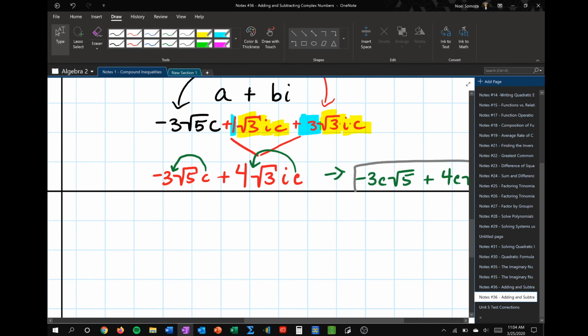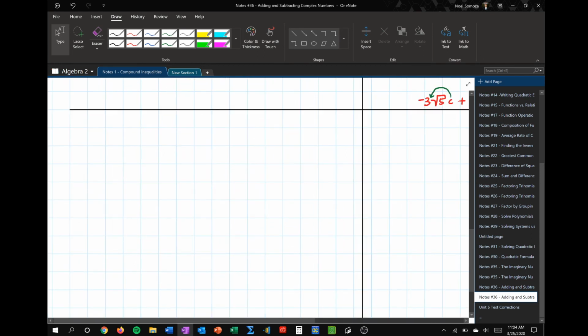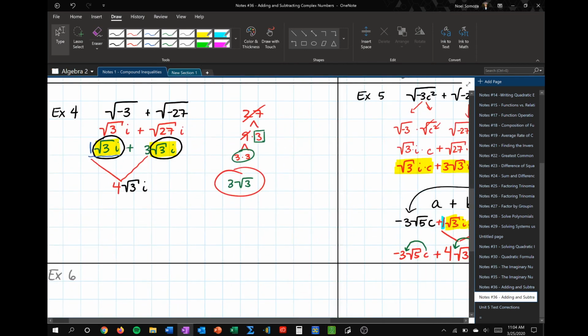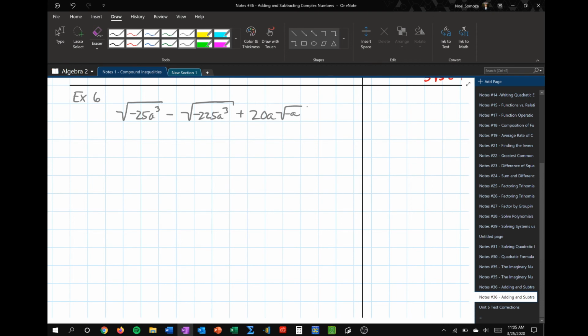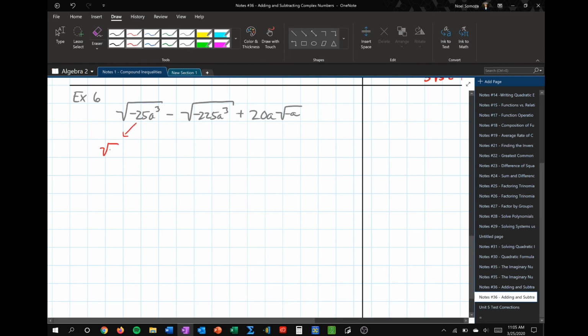All right, and then one last one, this last example right here. Example number 6, I believe. So for example 6, we have square root of negative 25 a to the third minus the square root of negative 225 a to the third plus 20a root negative a. So again, we're going to break these up individually. I'm going to split it up first as the square root of negative 25 times the square root of a to the third.